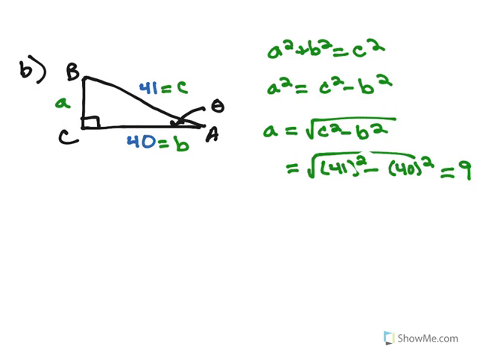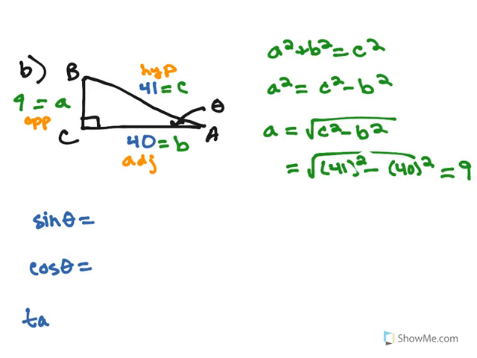Okay, so we know all the sides now. Theta is labeled for us, so let's go ahead and label. This side's going to be opposite of theta. This side will be adjacent to theta, and this side is our hypotenuse. So we're going to do our 6 trig functions. I want to find sine theta, cosine theta, tangent theta, and their reciprocal functions, cosecant theta, secant theta, and cotangent theta.